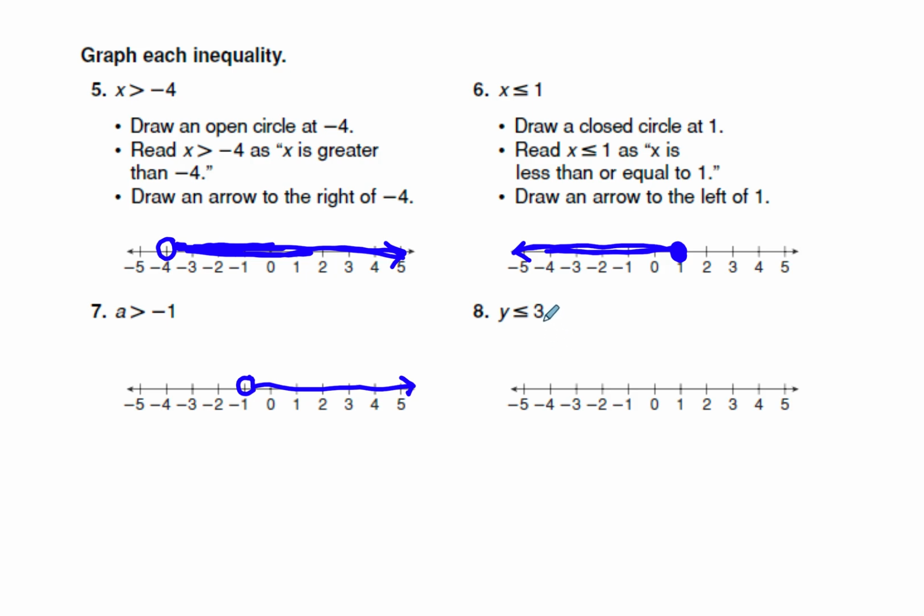Here I have y is less than or equal to 3, so it could be equal to 3. I'm going to shade a closed circle on the 3. And then less than or equal to means we're shading to the left. If the variable comes first, the arrow points the way that you're shading.